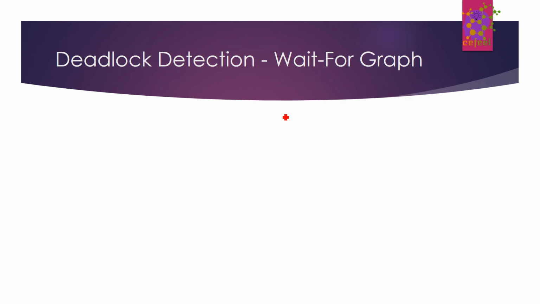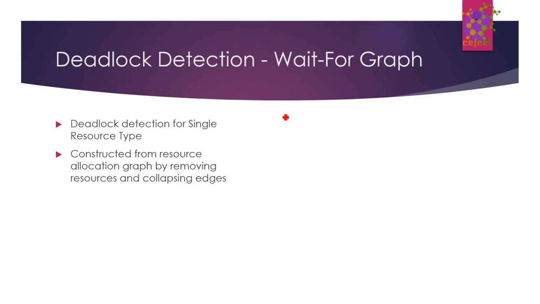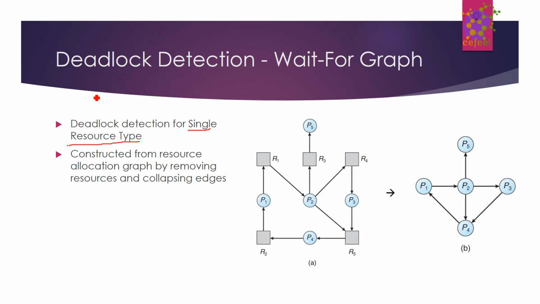Cool. So let's use the resource allocation graph to check for deadlock detection. One way to do it is by using a wait-for graph. A wait-for graph is just a modification of the resource allocation graph, where we create a modified graph by collapsing the edges and then removing the resources. This only works for single resource type, which means only single instances of resources exist.